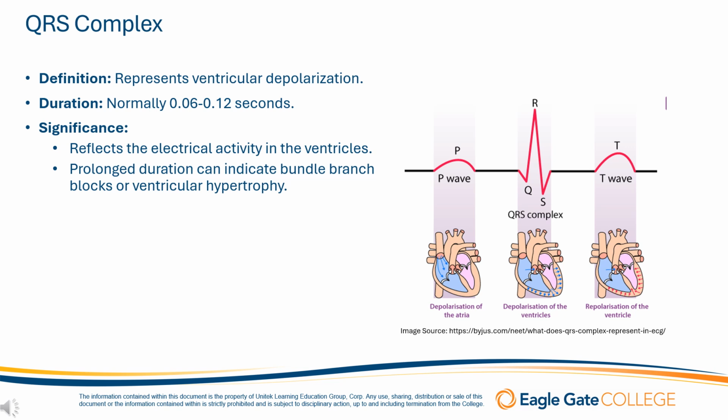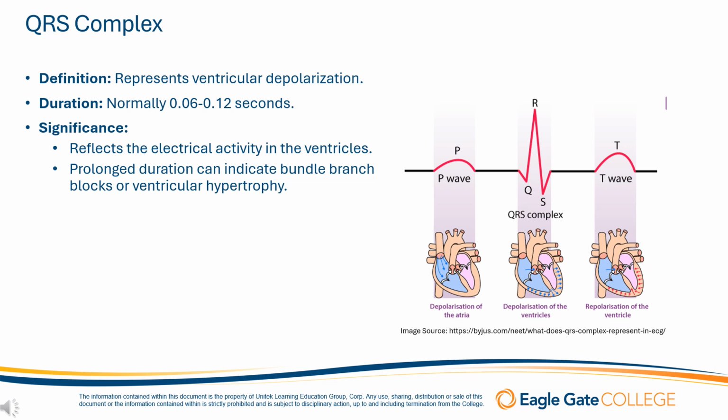The duration of the QRS complex is a vital measurement because it indicates how long it takes for the ventricles to depolarize. The QRS complex reflects the electrical activity in the ventricles. A normal QRS complex suggests that the electrical impulse is traveling through the ventricles in a coordinated manner, leading to effective ventricular contraction. However, abnormalities in the QRS complex can indicate several different conditions.